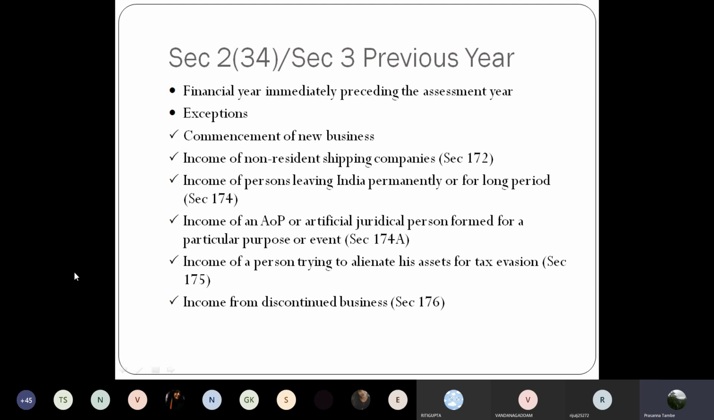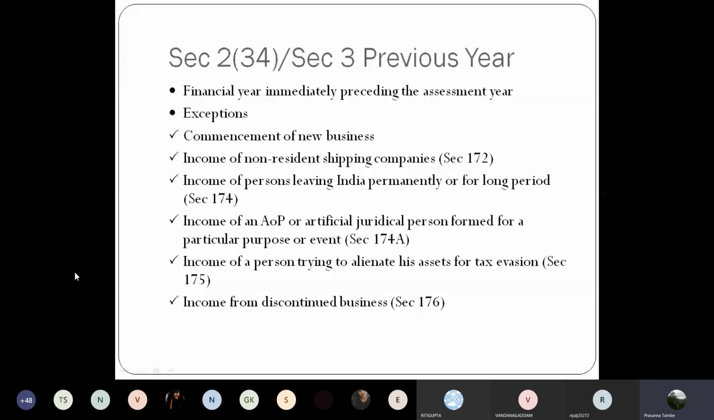Section 2, subsection 34, read with section 3. It says that previous year is a financial year immediately preceding the assessment year. So I was telling you in an earlier lecture that these two things actually go hand in hand. Your previous year and assessment year, these are two interrelated things. In what way are they interrelated? I will explain in the next few minutes. But basically, previous year is a financial year immediately preceding the assessment year.